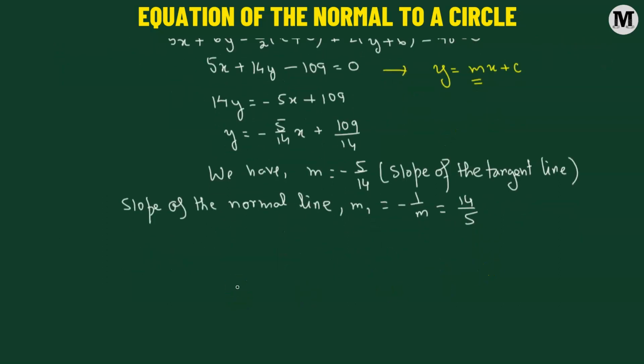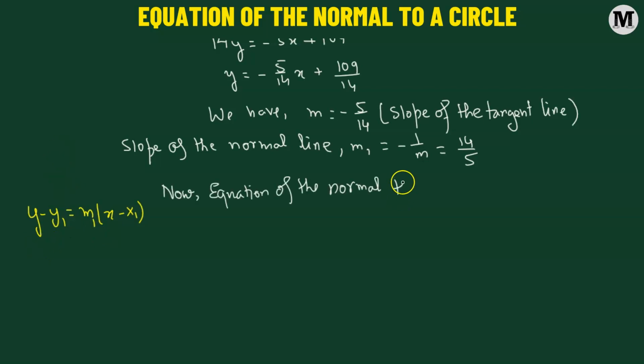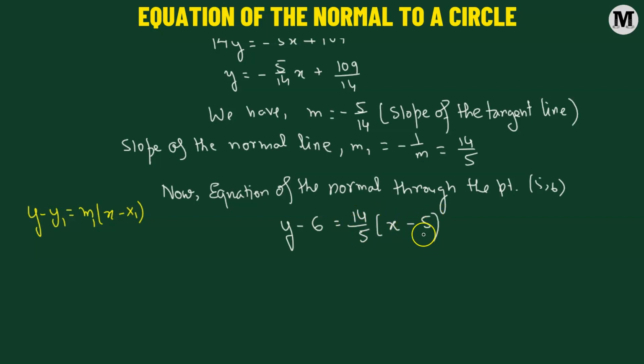And we have the normal line passing through the point (5, 6). So we can find the equation using the point-slope form, which is y minus y1 equals the slope m times (x minus x1). In our case, m is nothing but m1. So let's find the equation of the normal line through the point (5, 6): y minus y1, where y1 is 6, equals the slope 14 over 5 multiplied by (x minus x1), where x1 is 5.